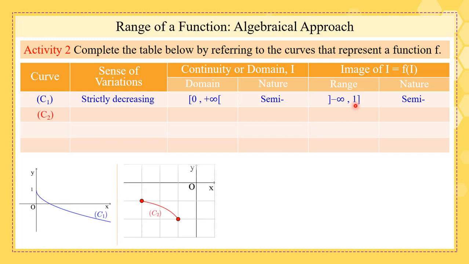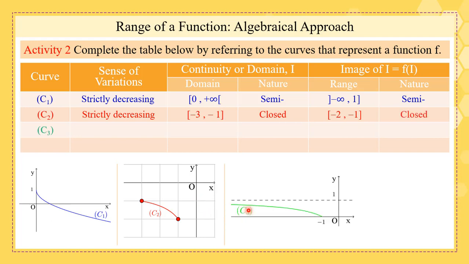Well, curve 2, it's also a strictly decreasing curve as you see here. The domain is from negative 3 to negative 1, closed, and the range is from negative 2 to negative 1, also closed. Curve C3, it's strictly decreasing.